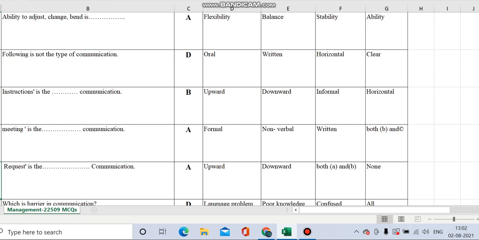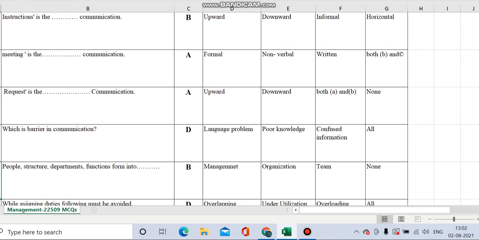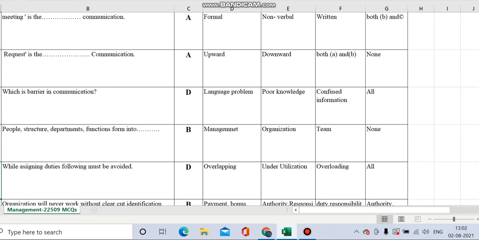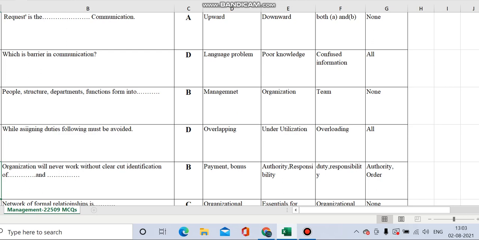Instruction is the dash communication, it is downward communication. Meeting is which type of communication? It is formal communication. Request is upward communication. Which is the barrier in communication? Language problem, poor knowledge and confused information, it is barrier in communication. People, structure, department, function form into organization.